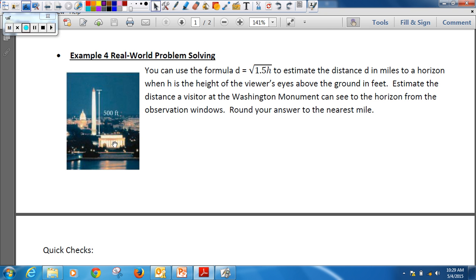And if you will notice, it just shows you how far the observation windows are up. We are not going to actually account for how far your eyes are off the ground. So we're just going to use the 500. So we don't have to worry about everybody's individual height, which would just change it slightly. So if I look here, I have D is equal to the square root of 1.5 times the height, which would be those observation windows are 500 feet up. If I put that in my calculator, the square root of 1.5 times 500, I would get approximately 27 miles, because it said round it to the nearest mile.